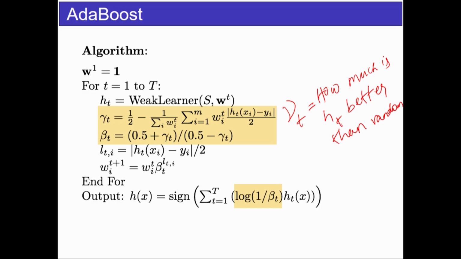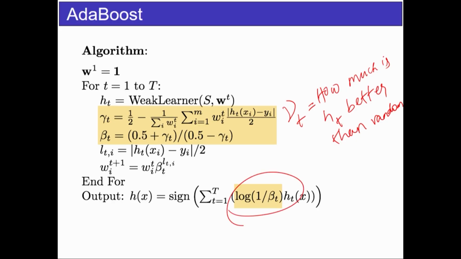Now we have a dependence on t. It is possible that at iteration 1 you have a very good gamma, maybe even an edge of 0.4 or 0.3, but at maybe iteration 20 you can only have an edge of maybe 0.01. It's possible. So now you have a gamma dependence on t, and you have a beta which is simply 0.5 plus gamma t by 0.5 minus gamma t. That's not a problem. Everything else goes through, but there is one slight twist.